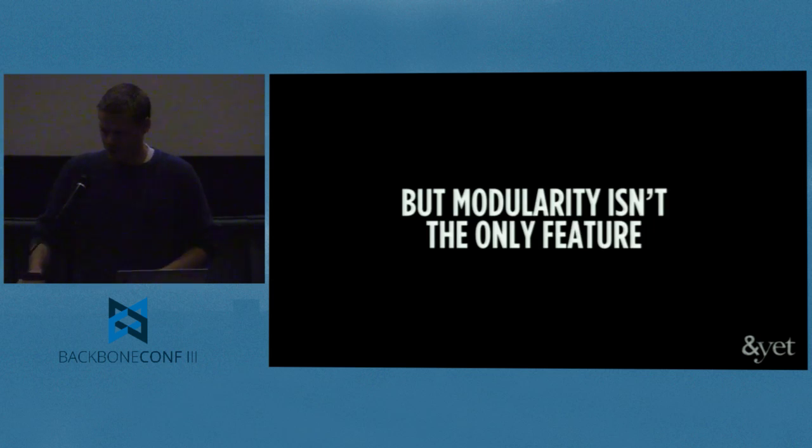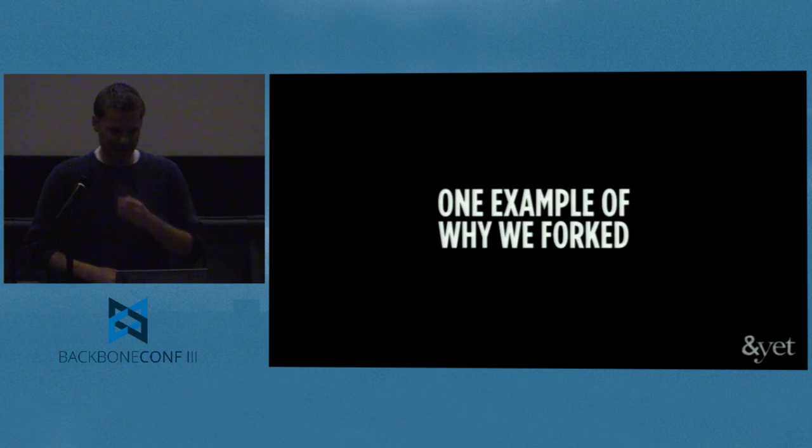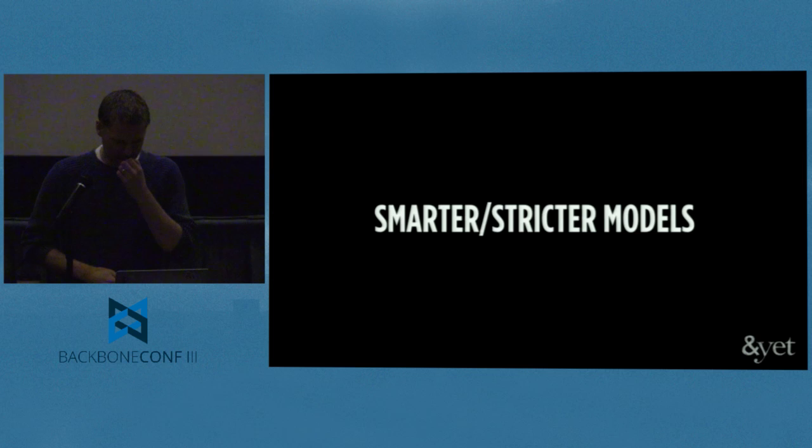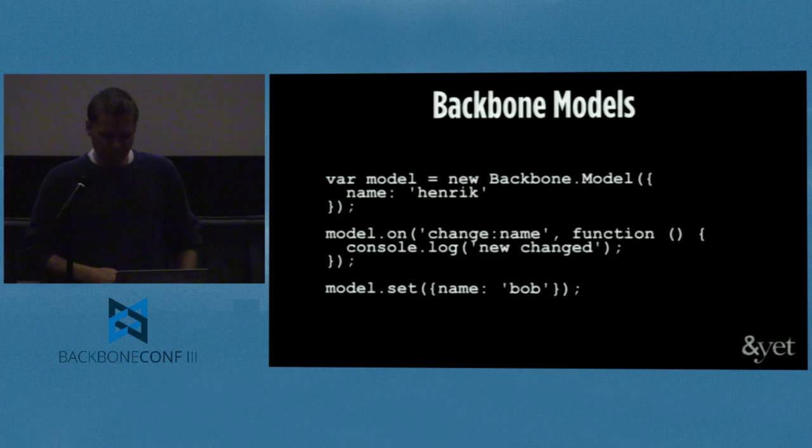But again, modularity is not really the only feature here. We forked for other reasons as well. We wanted a little bit more power out of our model layer, as I implied earlier. One example is these smarter, stricter models, right? In Backbone, you don't have to define a specific model. You can just store a name and then observe the name change, right? But you don't have to define that anywhere.